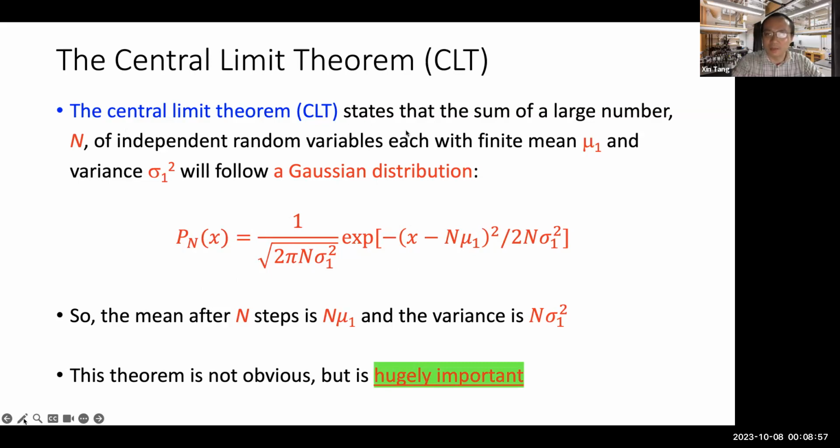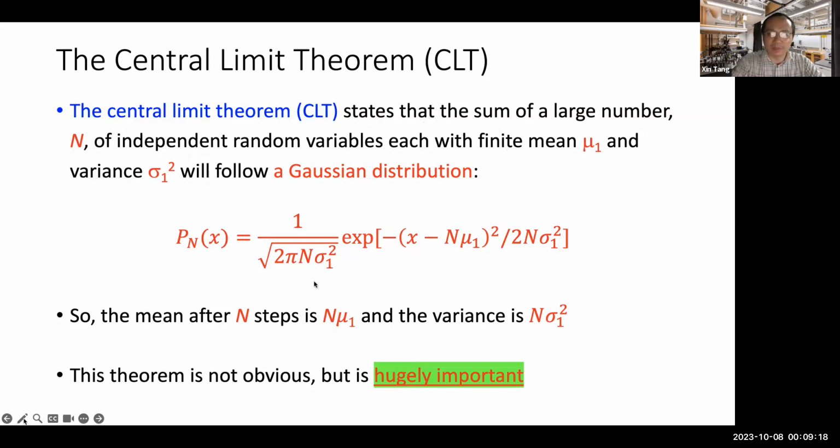Specifically, it says that the sum of a large number n of independent random variables, independent random steps, each of them having a finite mean mu1 and a finite variance sigma1 squared, will follow a Gaussian distribution, right?